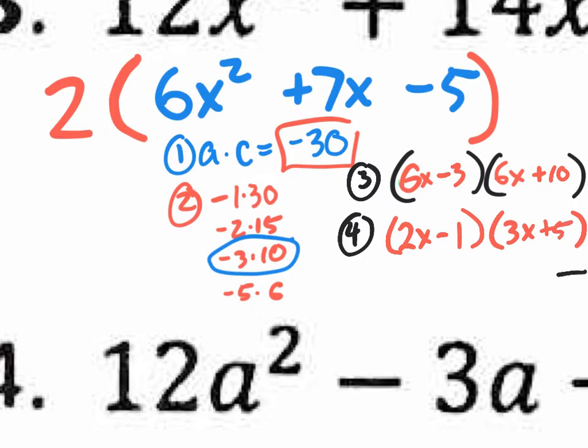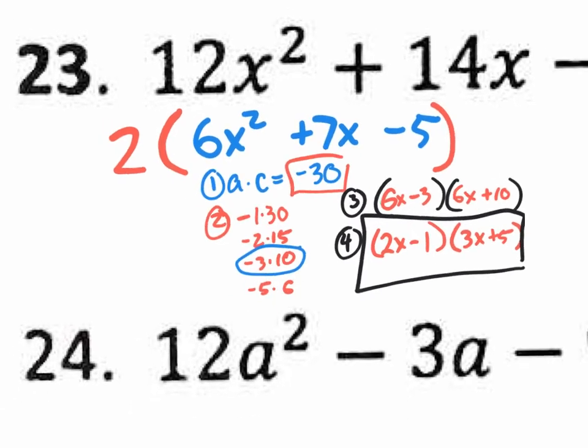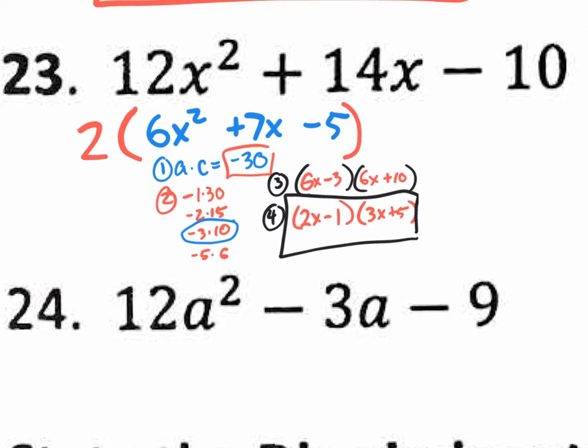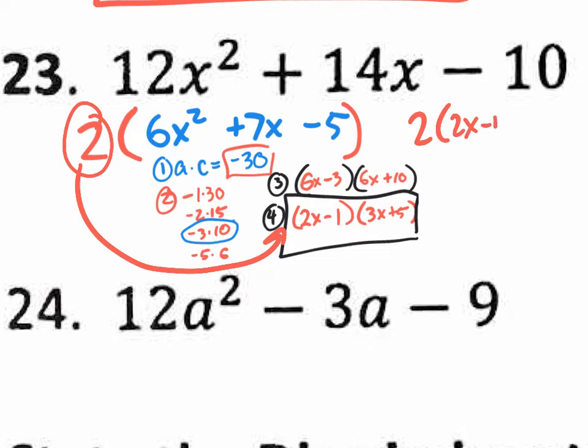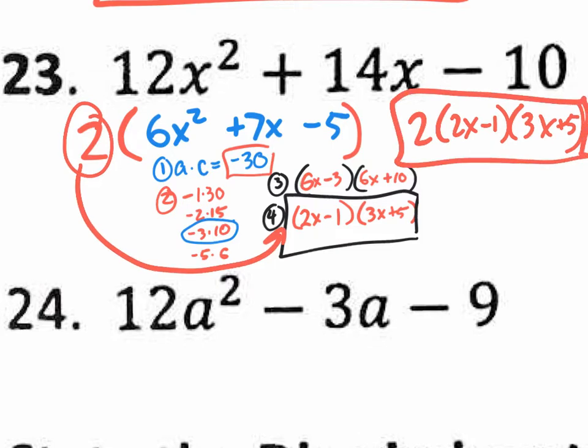Ladies and gentlemen, this is our factored form answer for this question 23, with a 2 in the front. Thank you very much. I just forgot the 2. Don't do that on your test. So final answer, 2 in the front, 2x minus 1, 3x plus 5. You need that 2 in the front, or else technically there's no way when you distribute you'll get back to the original quadratic trinomial without that 2.